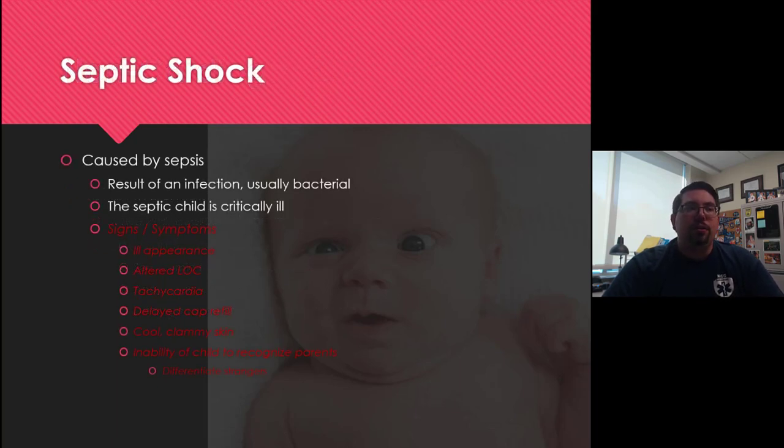Septic shock generally results from an infection, usually bacterial, that starts locally and spreads to the blood. At that point, the infection becomes systemic and presents with a number of signs and symptoms, including an ill appearance, altered LOC, tachycardia, delayed cap refill, cool, clammy-like skin, and inability of the child to recognize their parents. They have a hard time differentiating between strangers and their actual parents or caregivers. This is typically abnormal for children who are rather young.